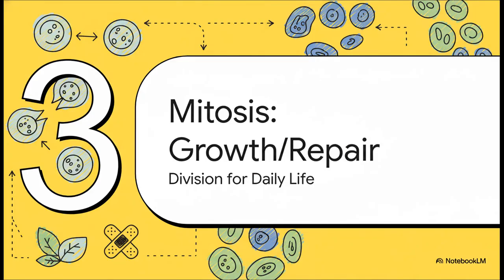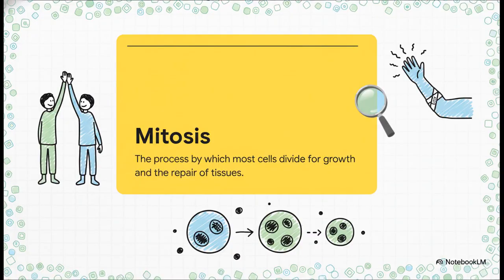We will start with mitosis. You can think of this as the process our body uses for all its everyday work, like growing bigger and healing from injuries. So, to define it, mitosis is the process of cell division that is used for the growth and repair of our body's tissues. When you grow taller or when that cut on your skin heals, that is mitosis at work.